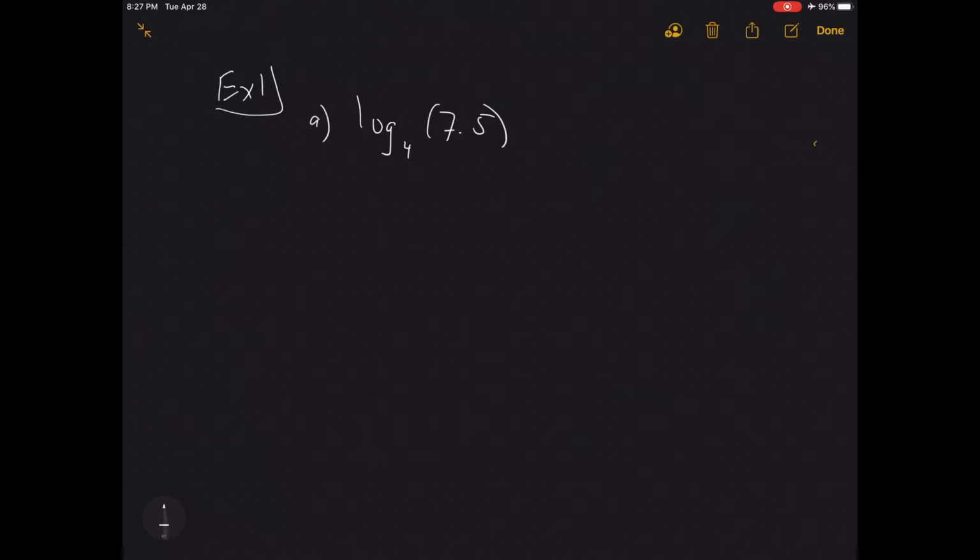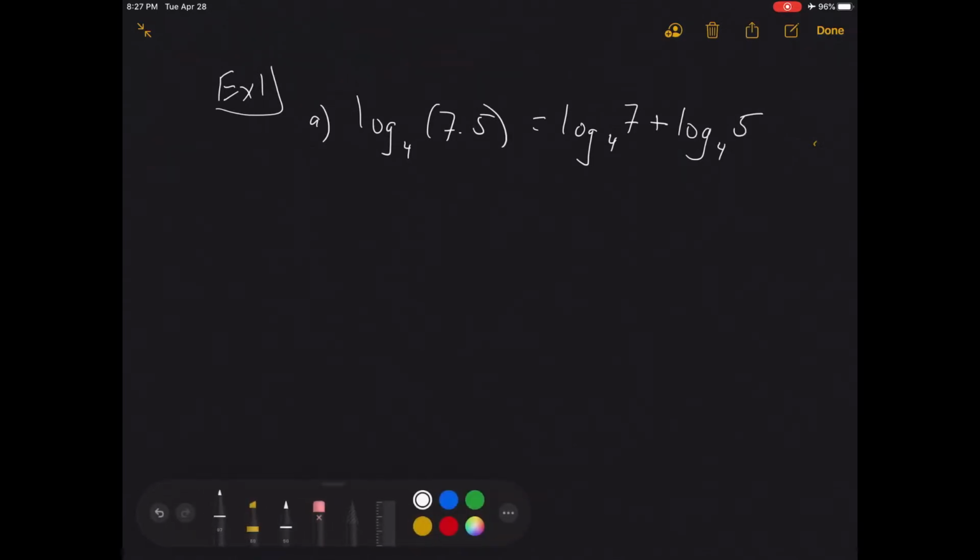So what I can do now is, because I have two things being multiplied together in my argument, I can separate those through addition. Because remember, I've got two bases being multiplied together. That means we can add the exponents. So we're going to rewrite this as the log base 4 of 7 plus the log base 4 of 5. So we had two things being multiplied here. We can separate them into two separate logs through addition. Again, two logs, two exponents. That's all that means.